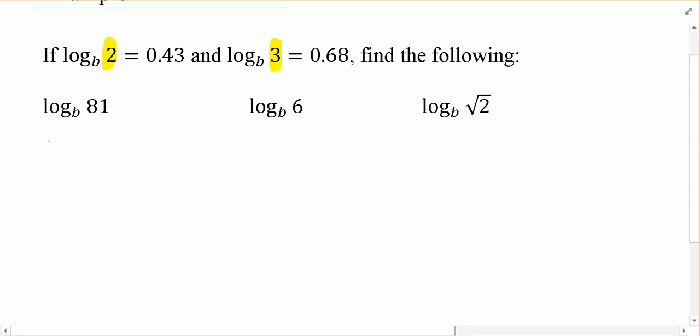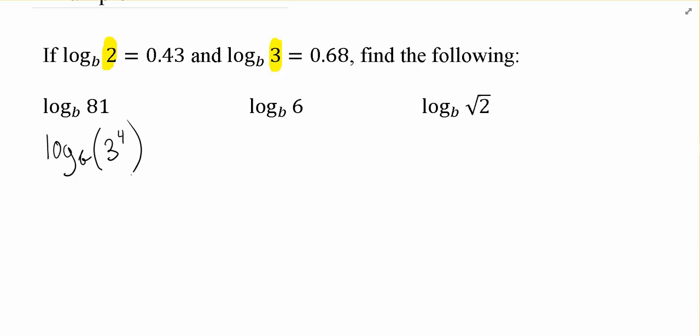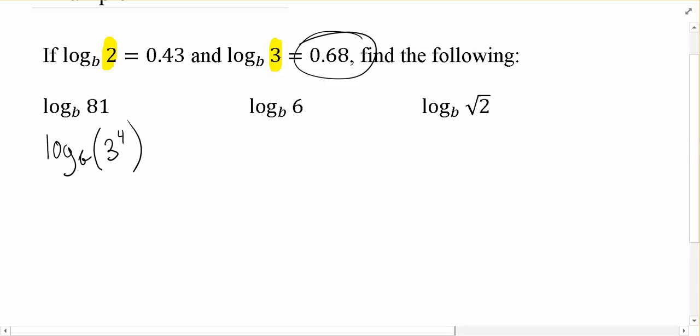The first thing I'm going to do is rewrite that 81 as 3 to the 4th power. That's step 1. Rewrite it. Step 2 is to use the property of logs that applies. I cannot plug in this value yet because I don't have log base b of 3. I still have log base b of 81. But if I use that property of logs that says put that exponent in front as a coefficient, now all of a sudden I have log base b of 3 right here.